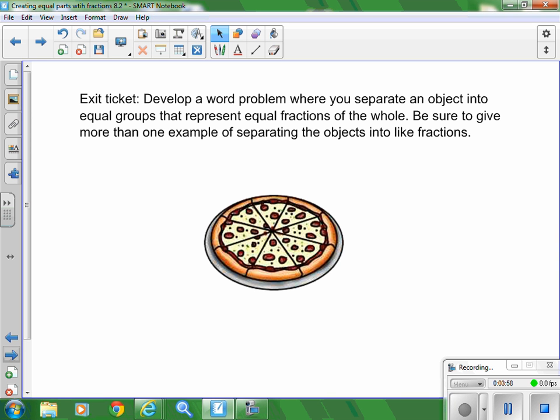So don't just say I split them in half and it's 1/2. Go ahead and split them into thirds. Have fun. This is not going to be for a grade. We're going to play with it tomorrow, so just enjoy yourself.